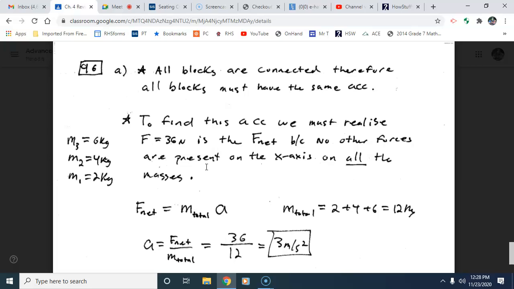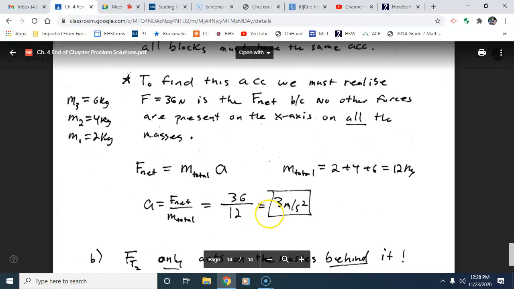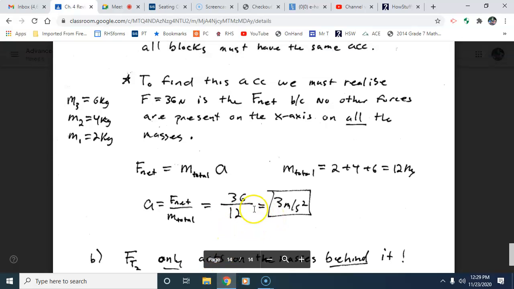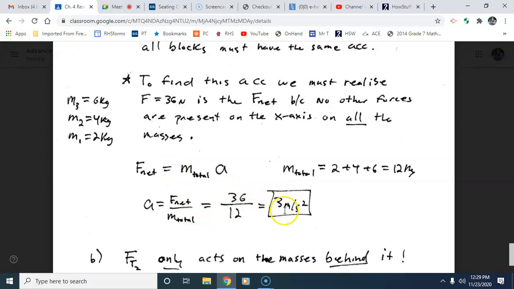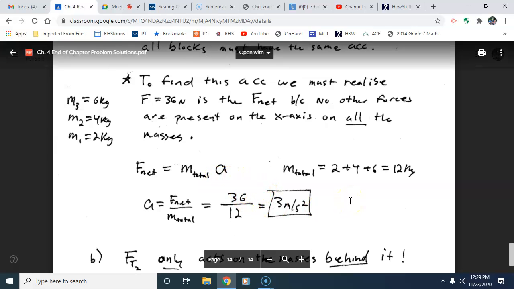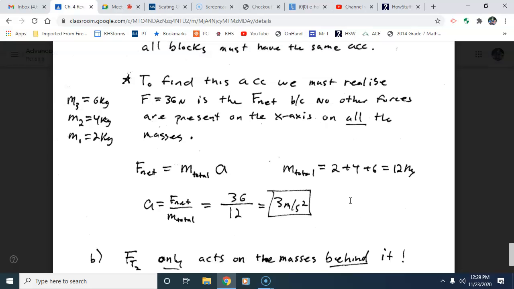Now, in the future, if there is friction, it gets more complicated than this. Because there's no friction, there's one force this way that I'm pulling with, and I'm pulling on all the masses combined, right? So I'm going to use the 36 newtons as my net force because that is my only force on the x-axis. I'm going to total up the masses because I'm pulling on all of them, and I'm going to solve for a. If I divide over m, it's 36 over 12, and I have 3 meters per second squared. And again, all of them have to go at that because they're all connected. Does that make sense to everybody?